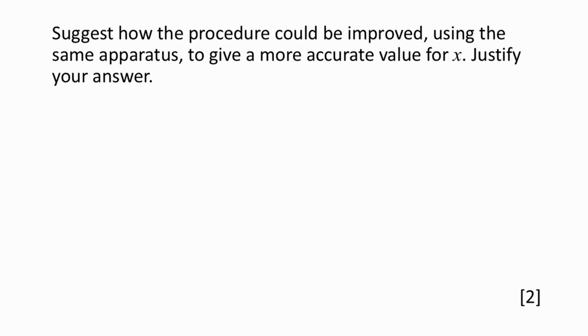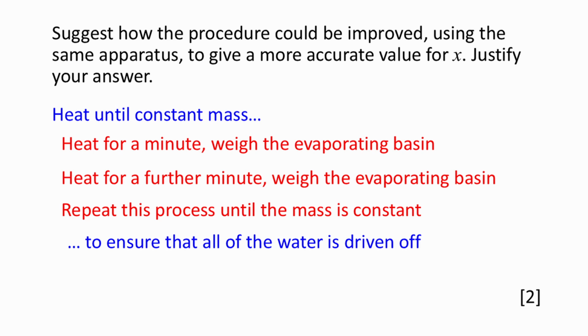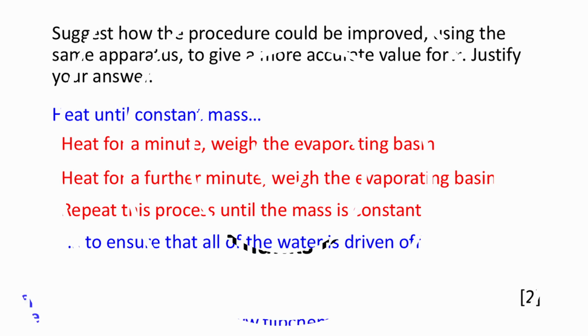Here's the next part of the question. Suggest how the procedure could be improved using the same apparatus to give a more accurate value for X. Justify your answer. It would be good practice to heat until constant mass. This is a key phrase that you should try to remember. It means that you would heat the evaporating basin for a minute and then weigh it, then heat for a further minute and weigh again. Repeat this process until the mass is constant. This will ensure that all of the water is driven off.